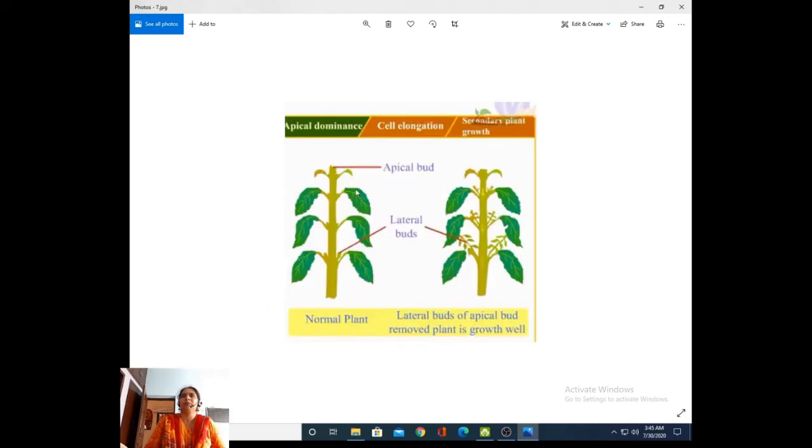This is the apical bud and here are the lateral buds. In the presence of this apical bud, lateral buds are not able to grow, but if we remove this apical portion, then the lateral buds will grow.